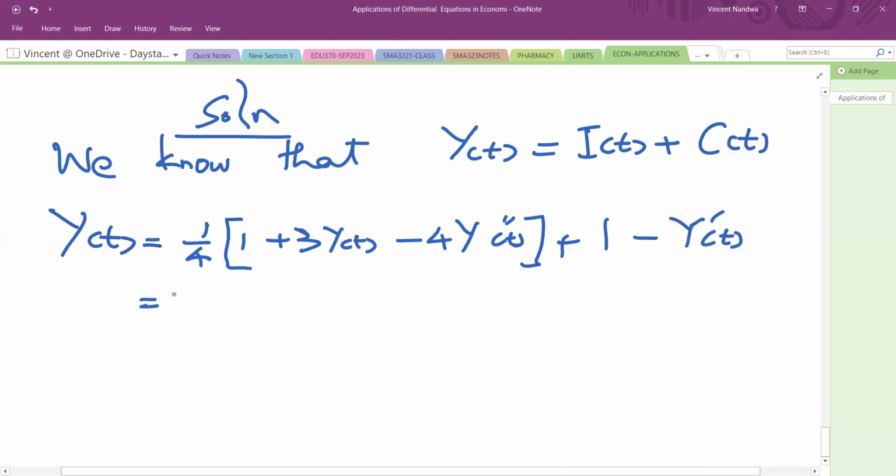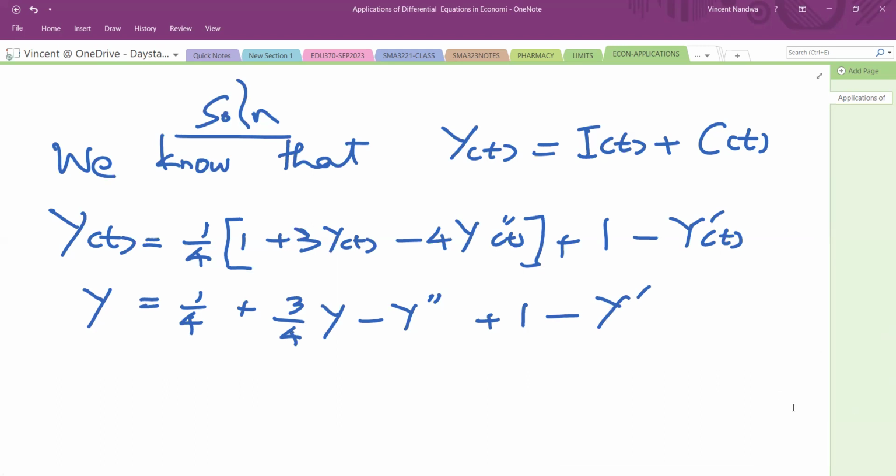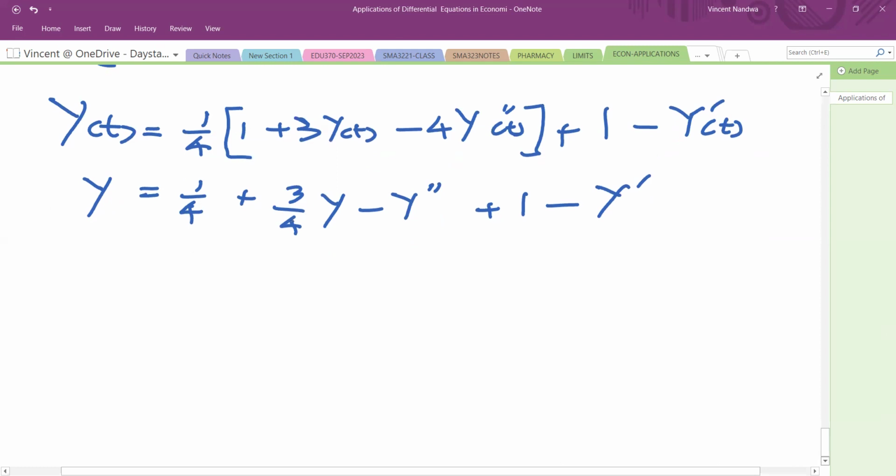So if I open the brackets, I get Y of t equals a quarter plus 3/4Y minus 4 times a quarter is 1, then plus 1 minus Y prime. So that I'll have collected terms.